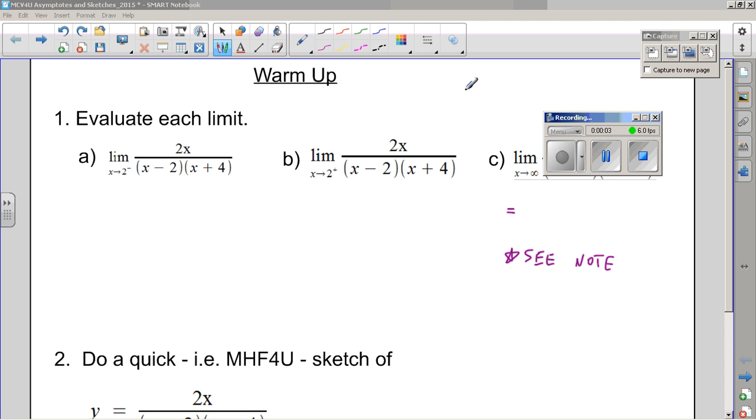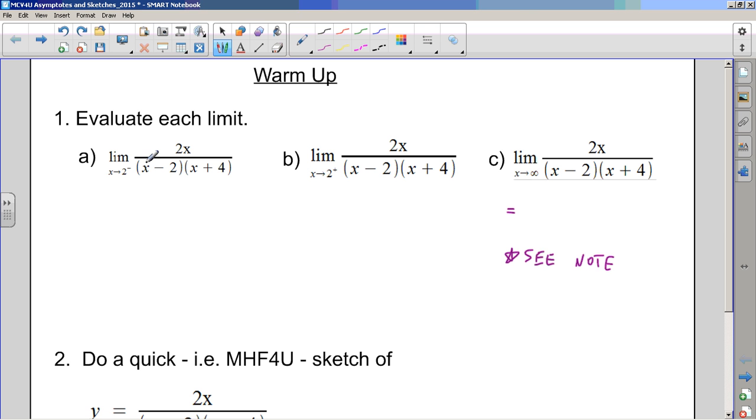MCV4U lesson on asymptotes and sketches. So this is a continuation of a couple of things. A continuation of what we started this unit in sketching graphs, and also what we started in MHF4U when we were graphing rational functions. And we're going to add a little more detail to our sketches from functions, essentially.